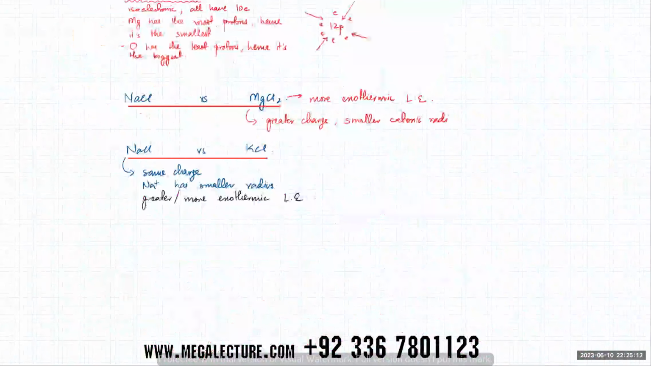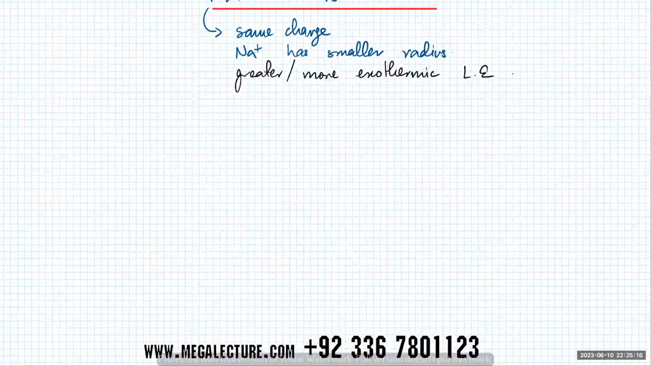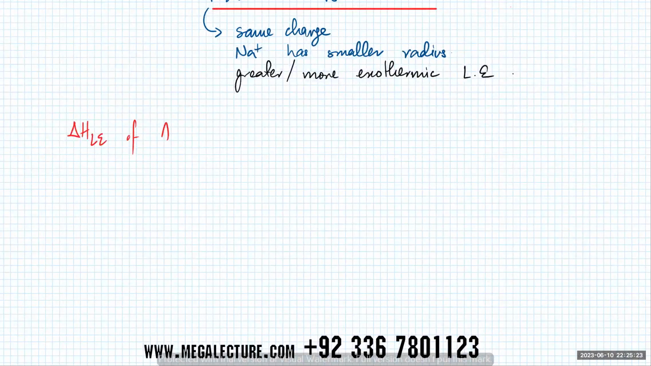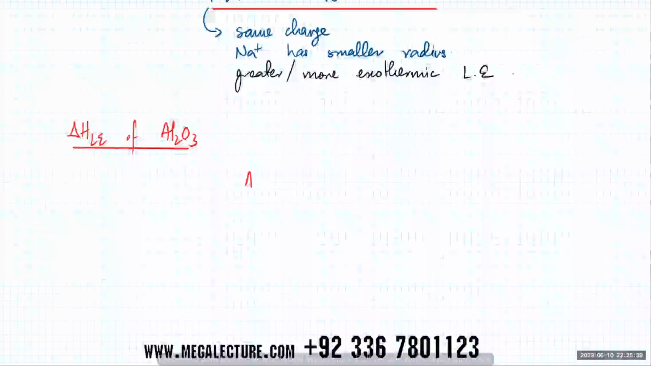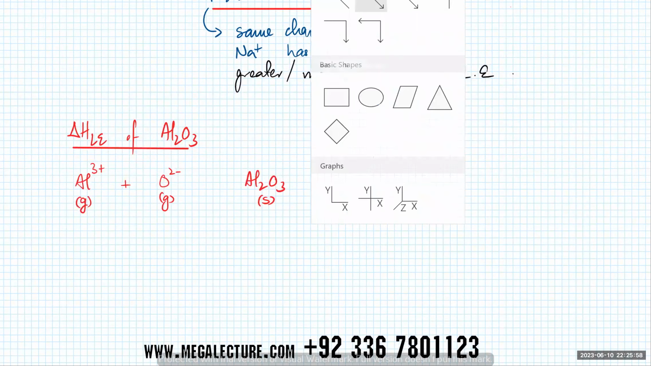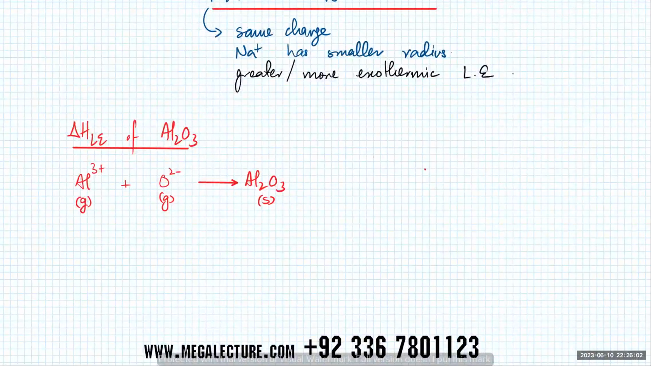So if I write the equation for delta H LE of Al2O3, it's going to be 1 mole of aluminium oxide getting formed as a solid from its constituent gaseous ions, which are aluminium 3 plus and oxygen 2 minus. Is this clear? Yep.